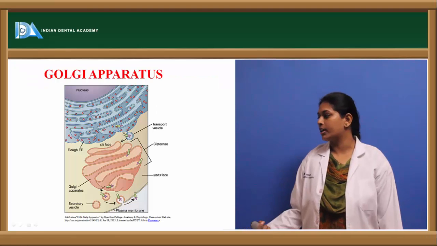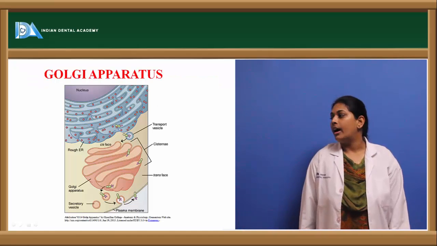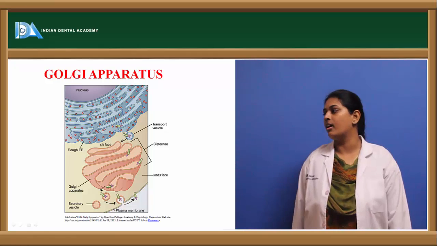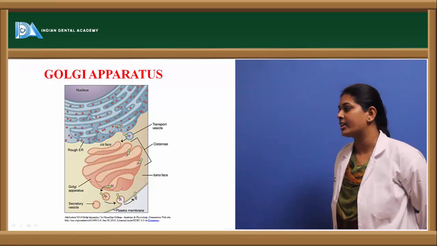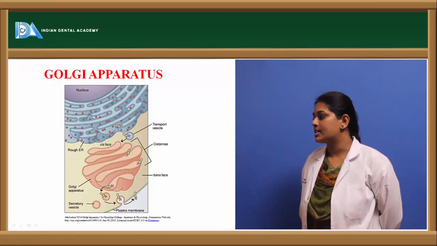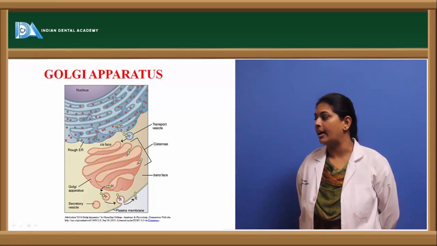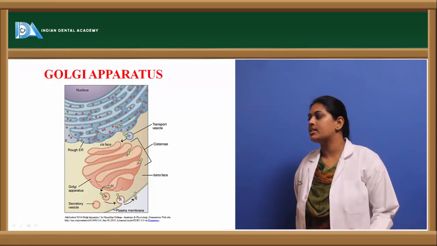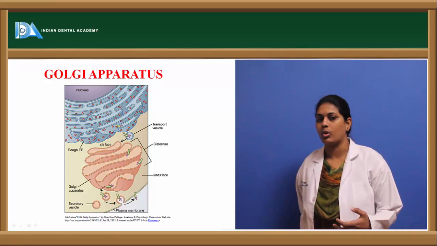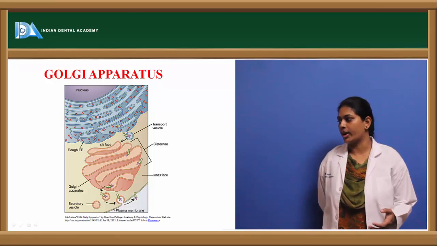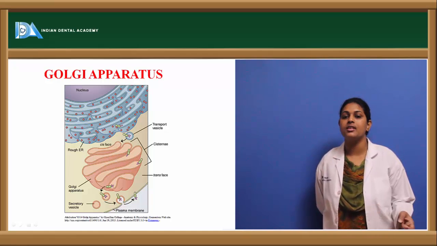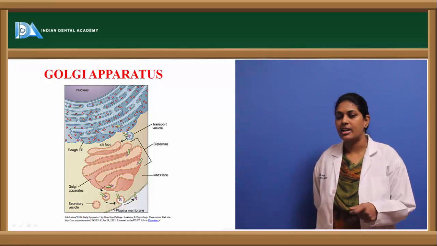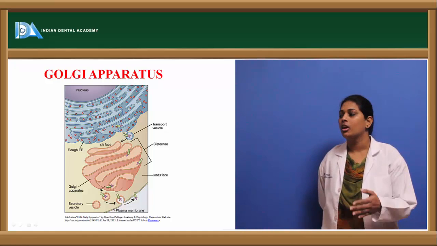There is a picture of the Golgi apparatus which shows the nucleus, and immediately attached to the nucleus is the rough endoplasmic reticulum, where we can see the ribosomes, and it is interconnected with the nuclear membrane. Adjacent to this rough endoplasmic reticulum is the Golgi apparatus, showing the transport vesicle, that is, the proteins which are synthesized in the rough endoplasmic reticulum are being transported to the Golgi apparatus.